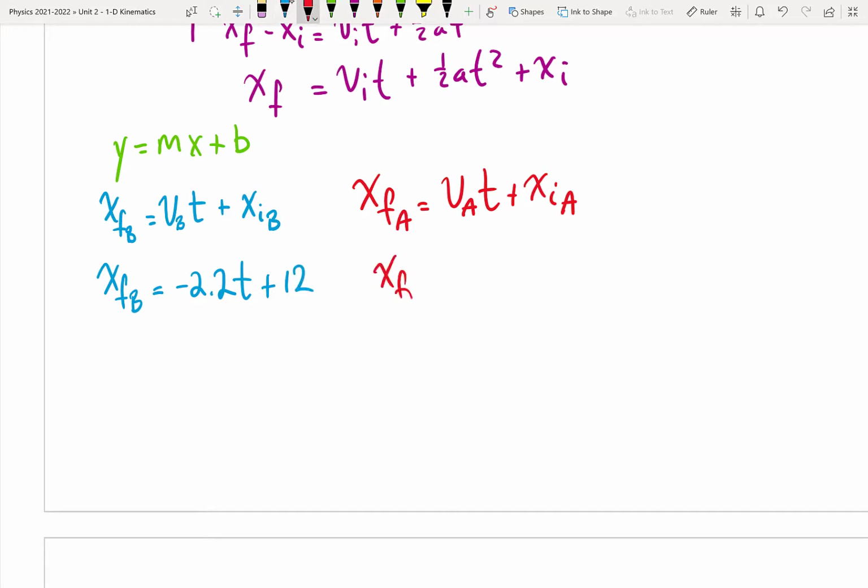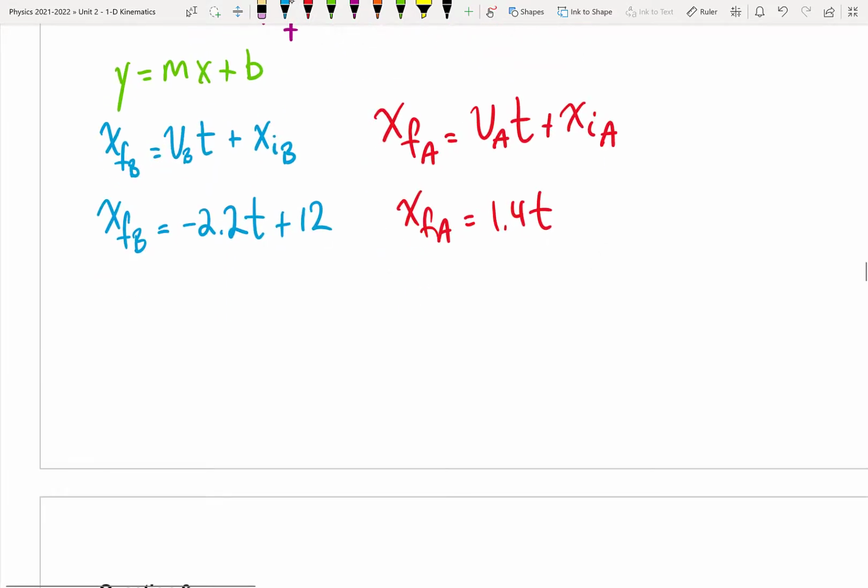And then we have x final of A. Velocity of A is 1.4 times t plus 0. So let's just get rid of the 0, eh? Okay, now you have two equations and two unknowns, right? We don't know what the final position is. We don't know t. This is why we need a second equation.